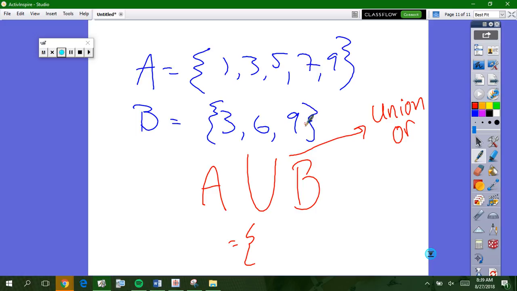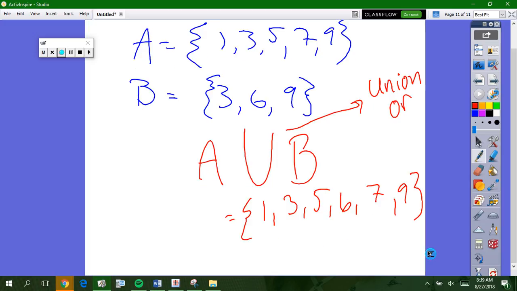Okay. So what I'm going to say is my OR statement would be 1, 3, 5, 6, 7, 9. Notice everything that's in A or B, and even if they're in both, I don't rewrite them. I only write 1, 3 once, even though they're in both sets. So all these numbers are in A or B, aren't they? Does that make sense to everyone? Okay, now a little bit further.